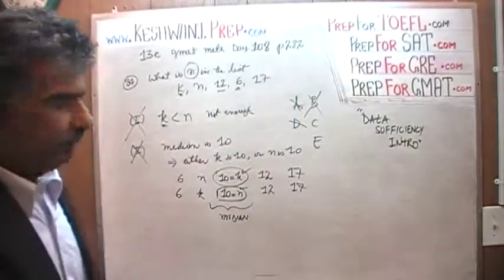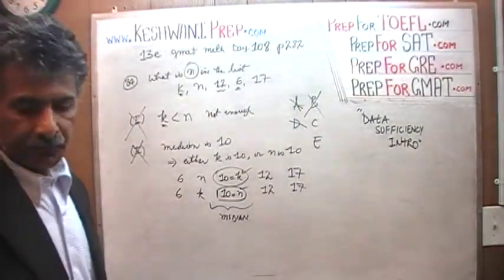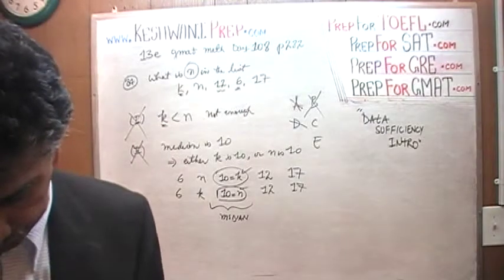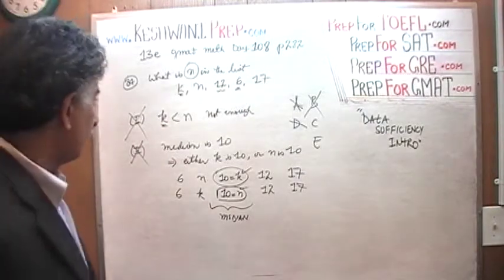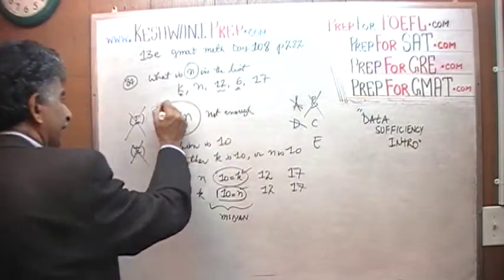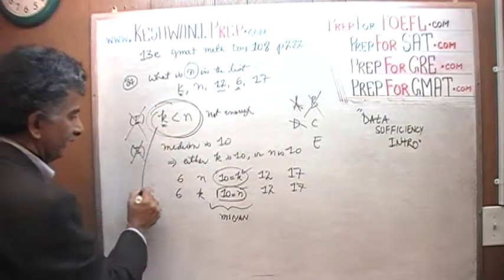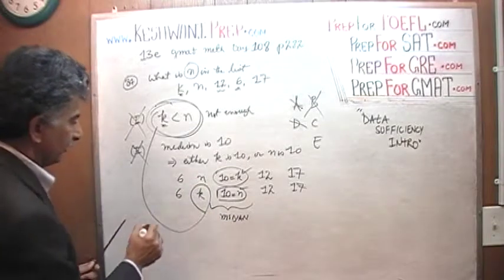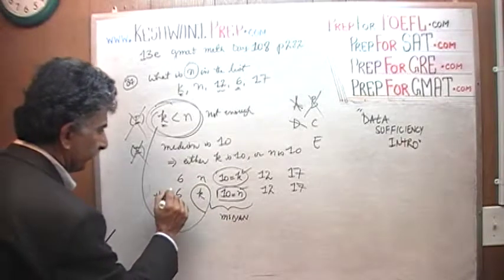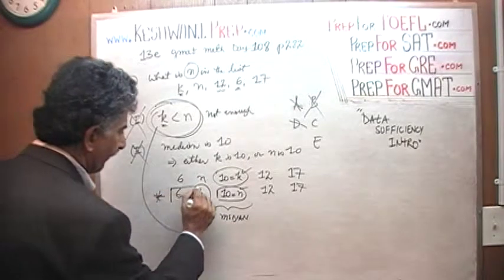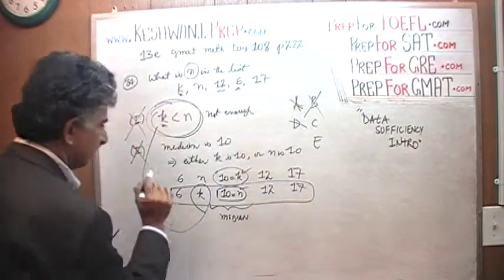Therefore, the answer cannot be B. Let's put them together. When we put the two statements together, now we know for a fact that k has to be less than n. K has to be less than that. That tells us that we are dealing with this scenario. We are dealing with the second scenario. We are dealing with the bottom scenario right here.